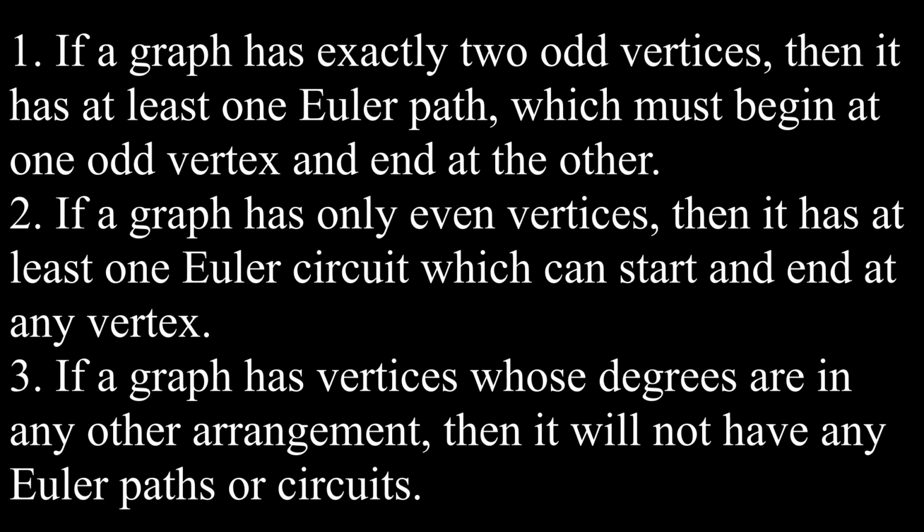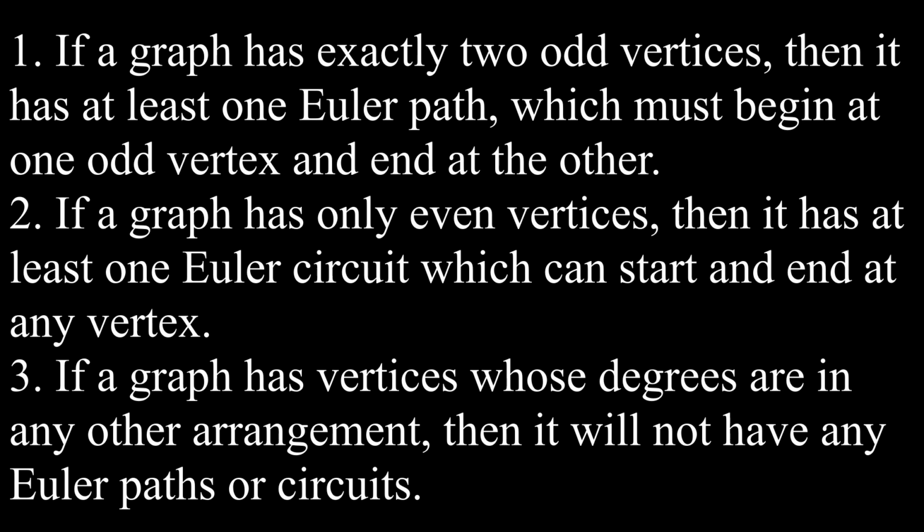Then if we have all even vertices, that is, every degree of every vertex is even, for example, something like a cycle graph or a circuit graph just by itself, then we will have an Euler circuit. At least one, probably quite a few of them.